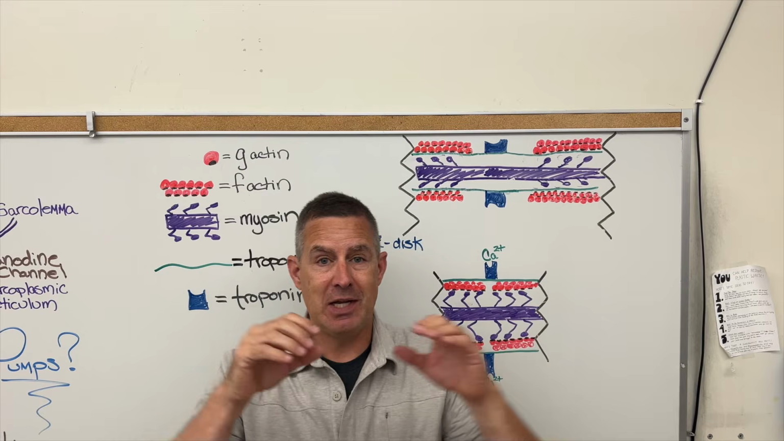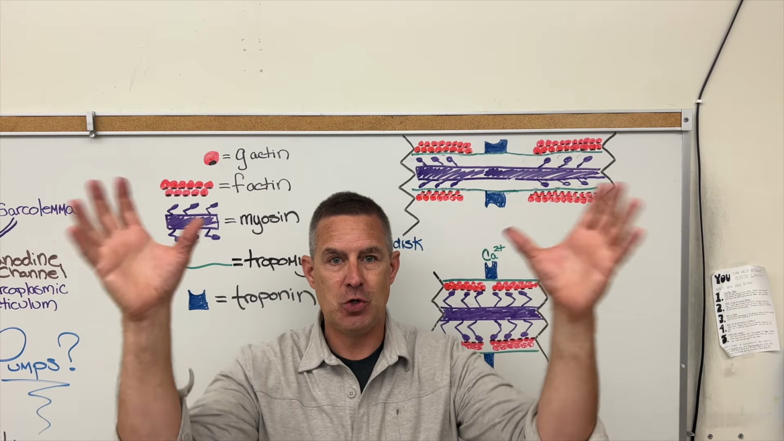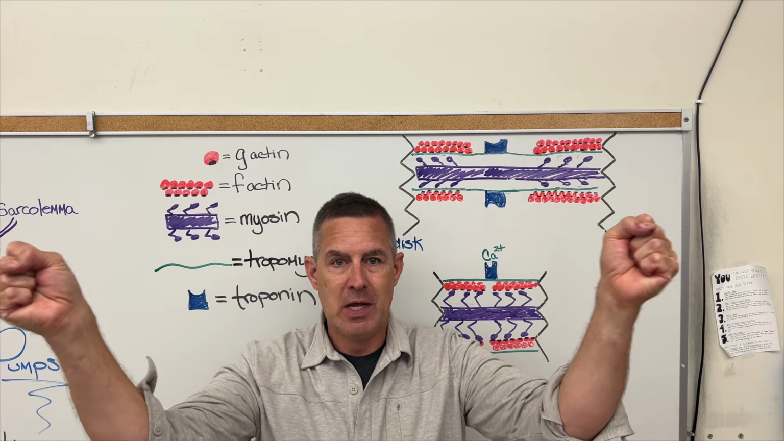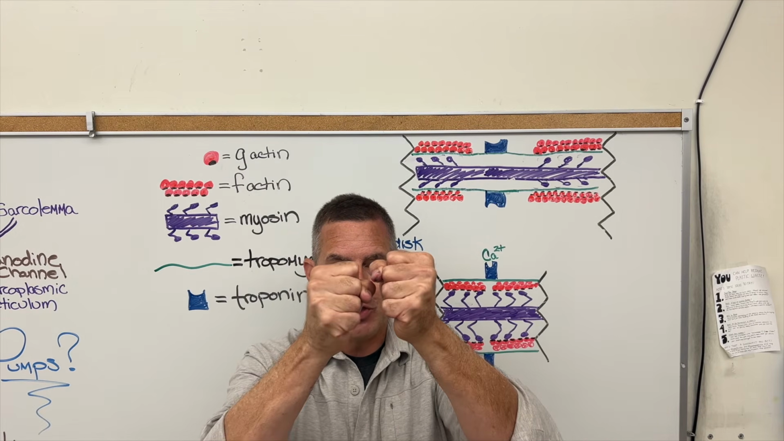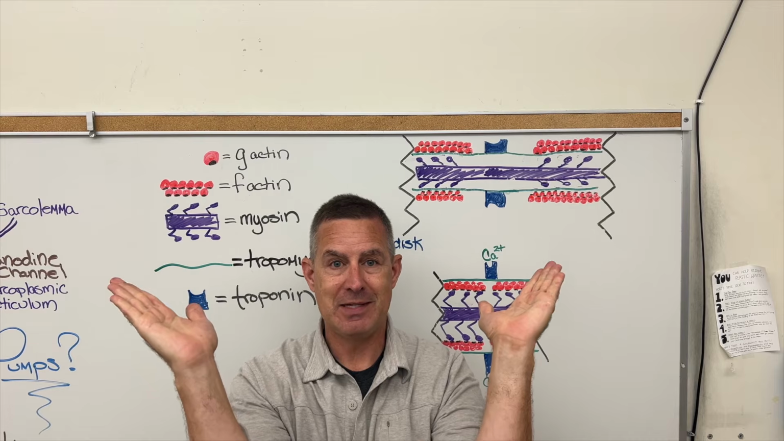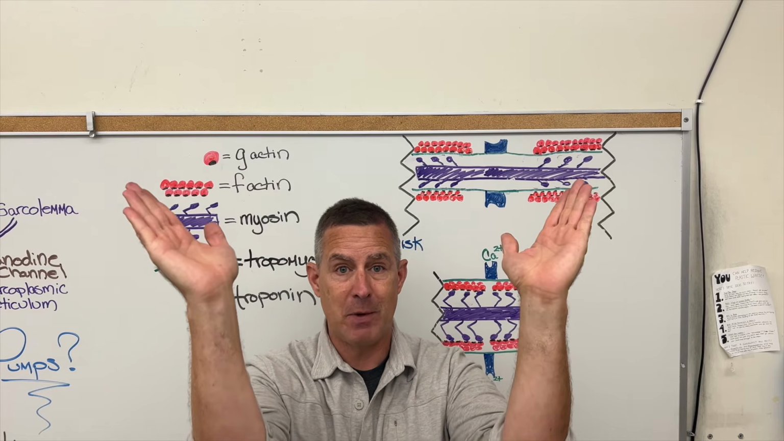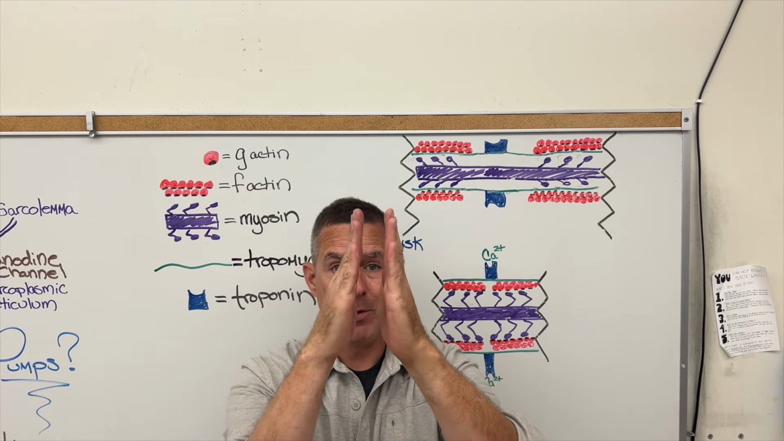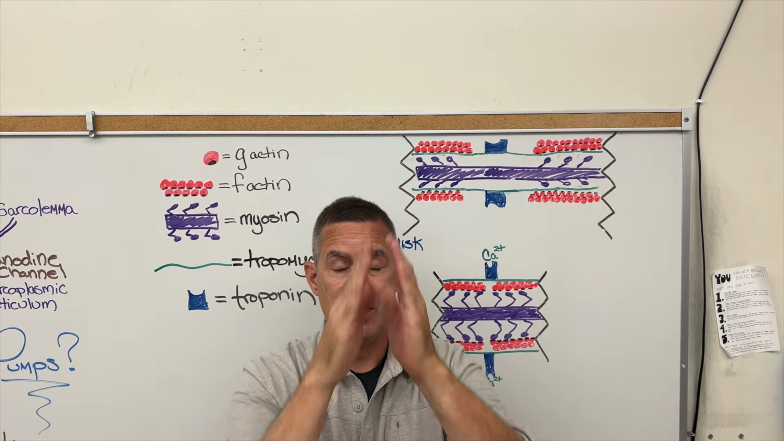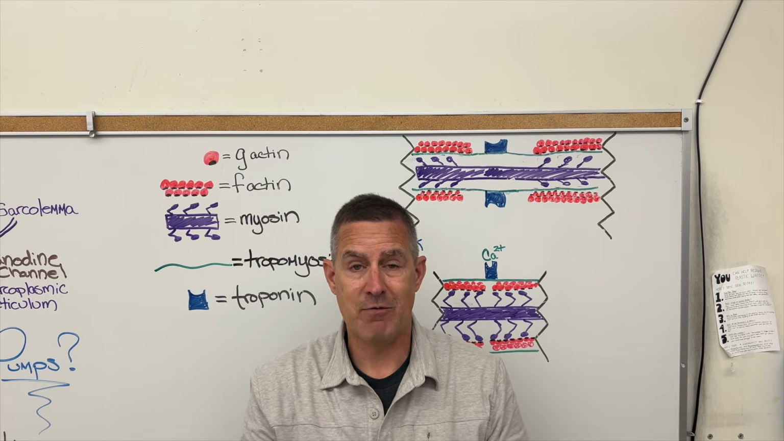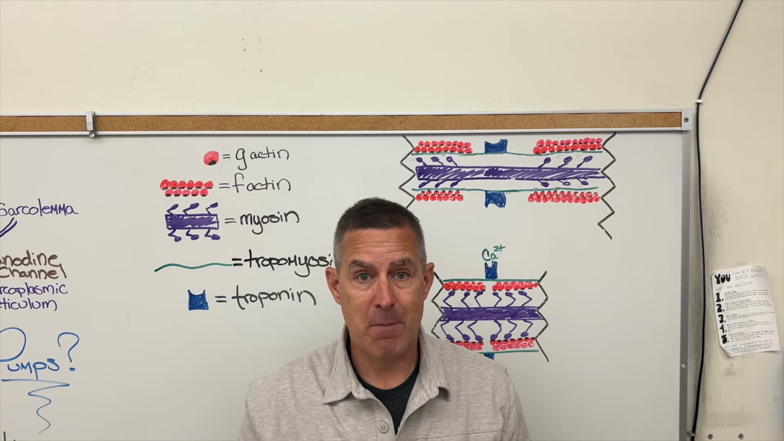I always imagine it like sliding doors. You grab handles on sliding doors and you pull those doors closer to each other. That's what the thick filament does to the thin filament. It goes up and grabs the thin filament and pulls those filaments closer to each other. And we'll talk about the details of the sliding of the filaments in a moment here.